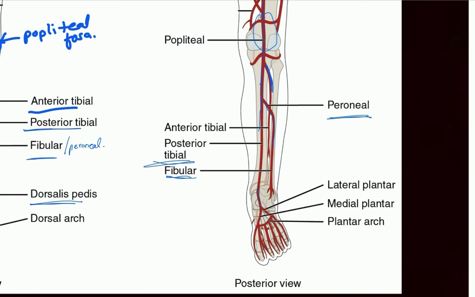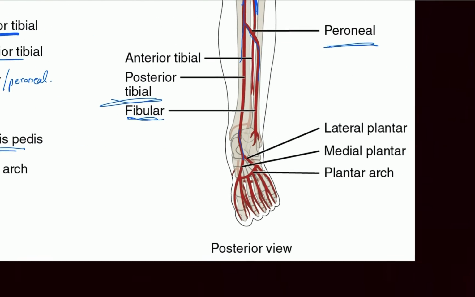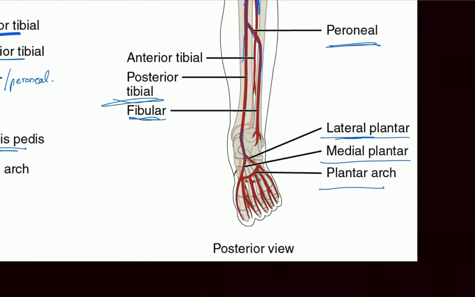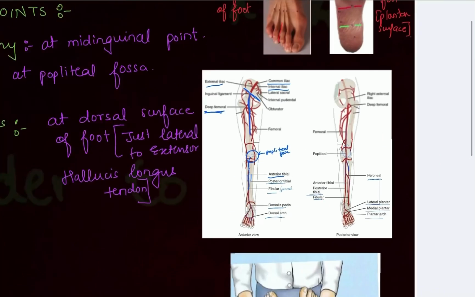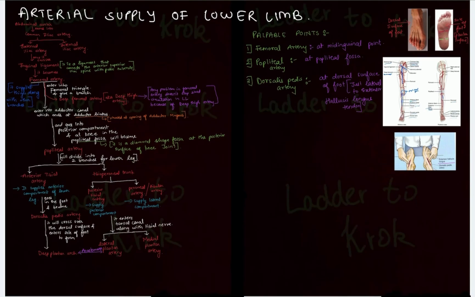This posterior tibial artery will pass through the tarsal tunnel or tarsal canal and will give the lateral and medial plantar arteries, which will form the plantar arc. Among these, the lateral plantar artery will anastomose with the dorsal arc. So I hope everything is clear with this picture also, and my explanation was also clear to you. So arterial supply is done. Thank you.